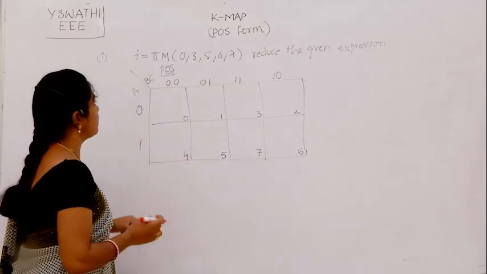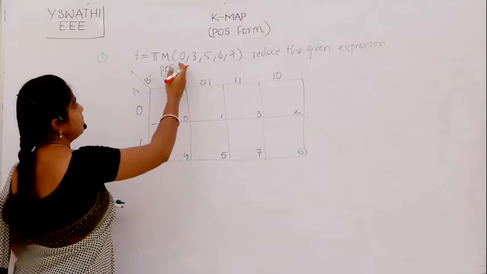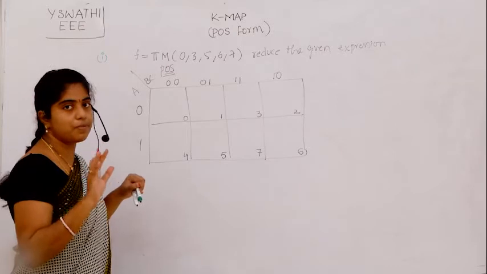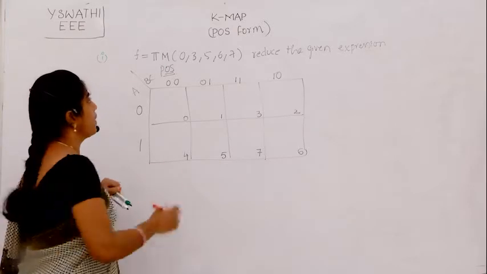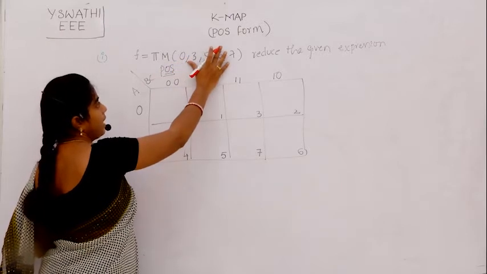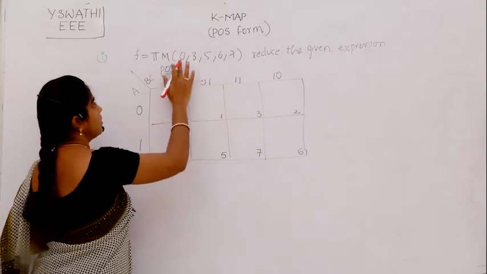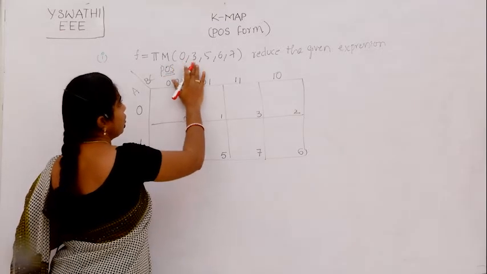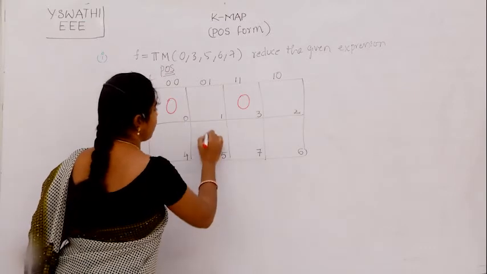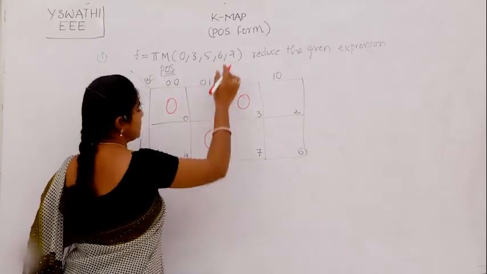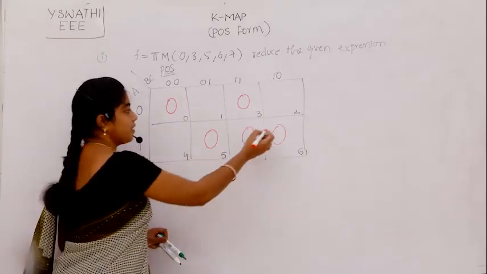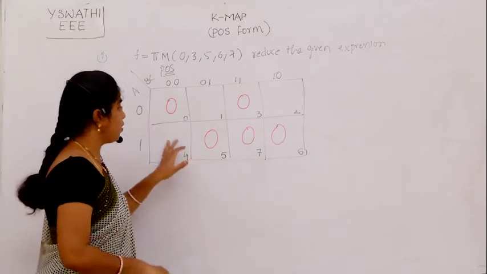Now we should represent our given max terms in the K-map with zeros. Don't confuse between SOP and POS. In POS form, we should represent the given max terms in the function with zeros. So what are the zeros here? 0, 3, 5, 6 and 7. Now in the procedure we have followed the second step.